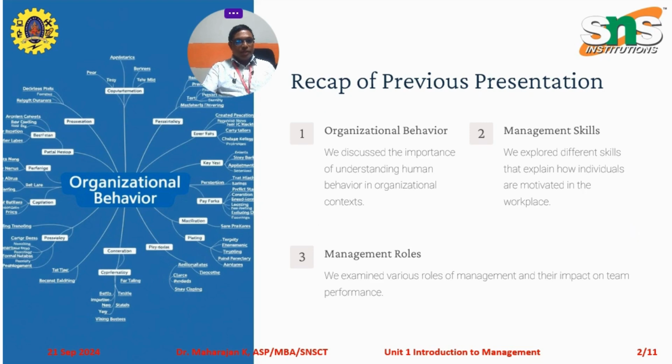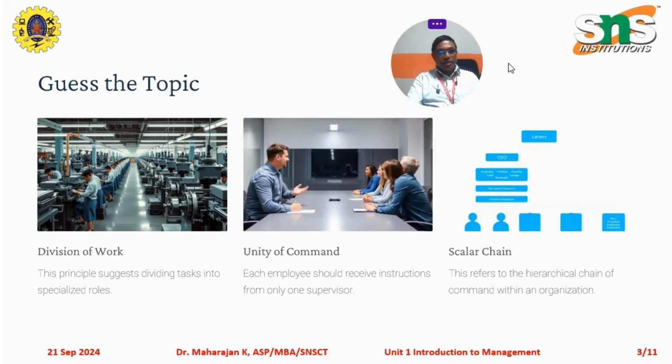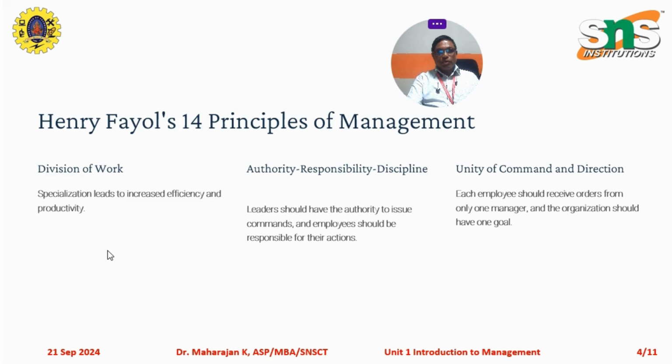What are we going to study today? Today we are going to study one of the important things in management. So can you guess the topic? Something like division of work, who will do what, and unity of command. That means an employee should receive instruction from only one supervisor, and scalar chain, the hierarchical chain of command within an organization. So these are actually part of what we call Henri Fayol's 14 principles of management. Henri Fayol, a management author, has given us 14 principles of management. Let us see one by one. Very important actually. Very interesting also.